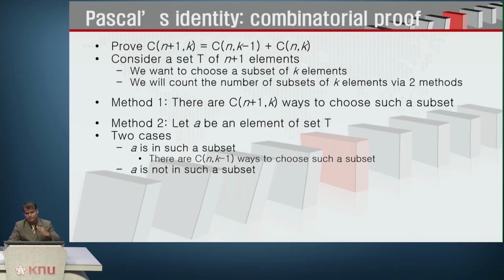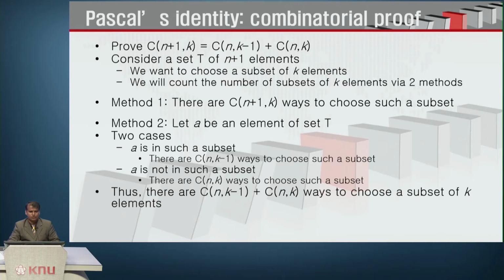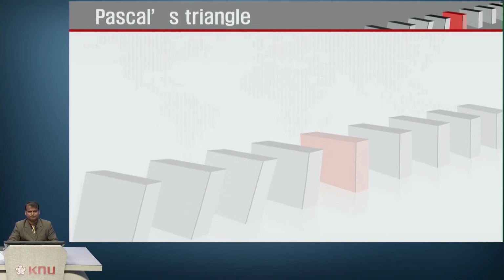Again you have two different cases there, with the subset and without the subset. So we can go ahead and see how C(n, k-1) plus C(n, k) gives the ways to choose the subset of k elements. So this is basically a combinatorial proof of the identity that we have here.